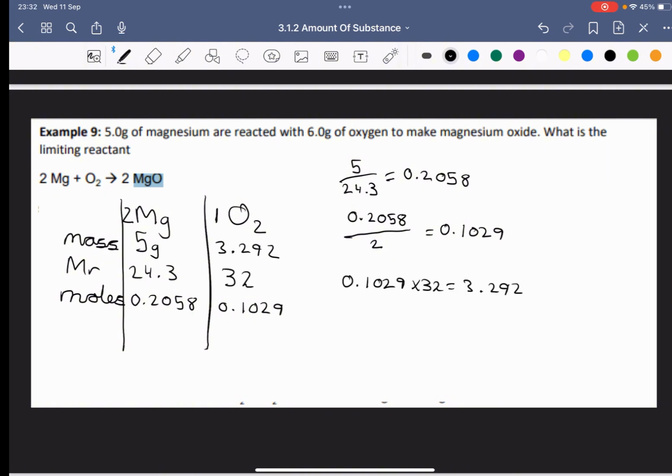So for all of the magnesium to react with the oxygen, I'd need 3.292 grams of oxygen. However, I have 6 grams of oxygen. This means that I have more oxygen than what I need. Therefore, the oxygen is in excess and the magnesium is the limiting reactant.